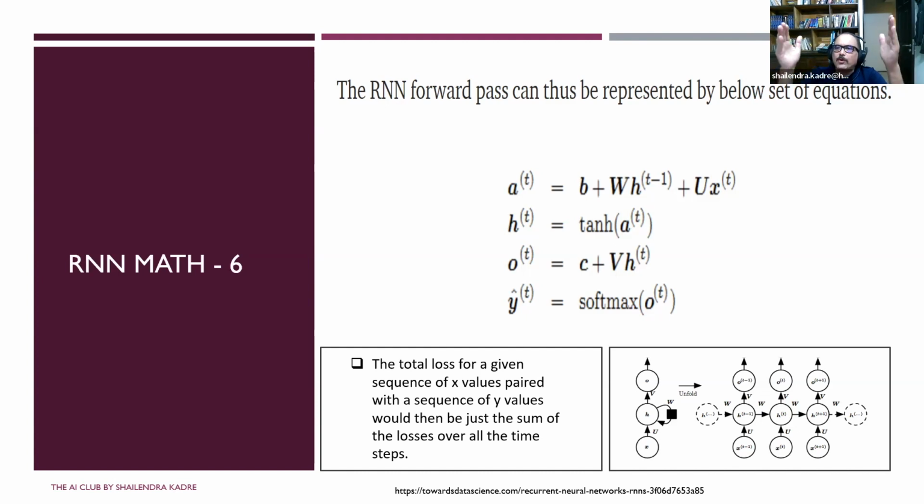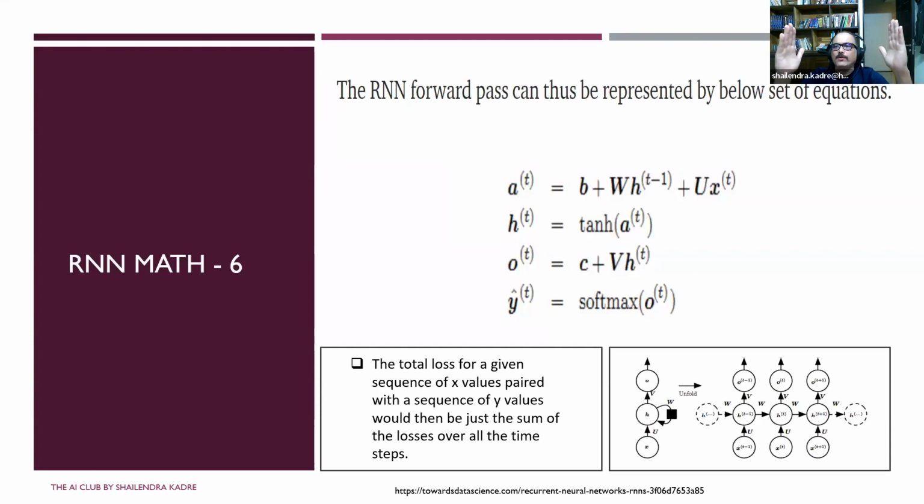So what will be the loss of our total RNN? The loss of the total RNN will be nothing but the loss in each time step. We'll add it up. The loss in each time step we'll add up. So that will be our total loss. And our objective at the time of back propagation will be to minimize that loss. Got it?